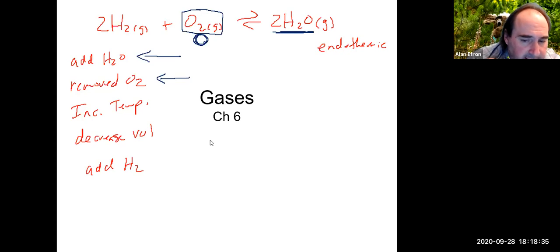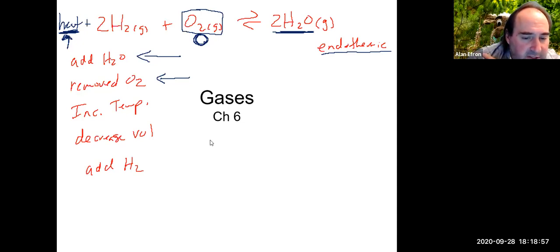Increasing the temperature, again, is going to be based off of exothermic or endothermic. In this made-up example, I went with endothermic. So that means heat would actually be considered a reactant. And if we increase the temperature, that's like adding more heat. So again, add away. So heat is on the left-hand side.